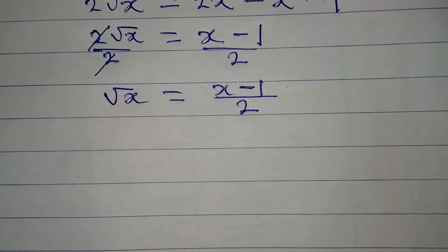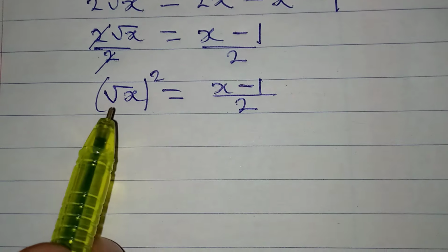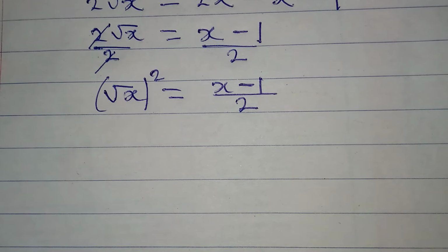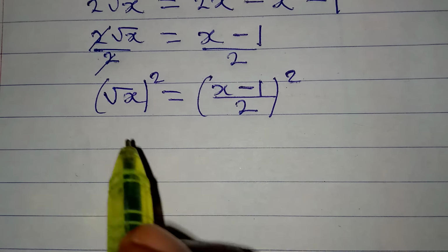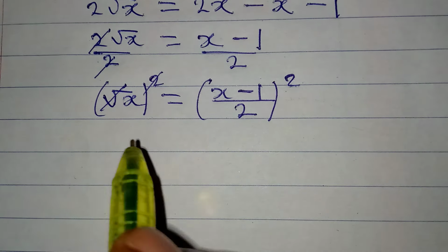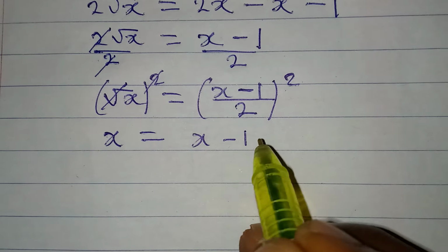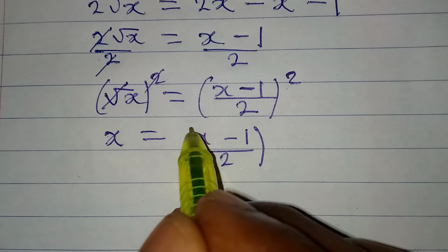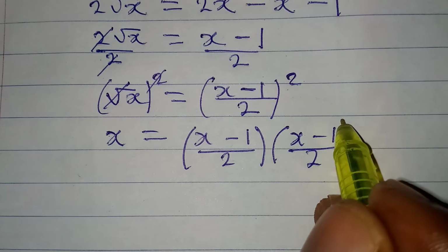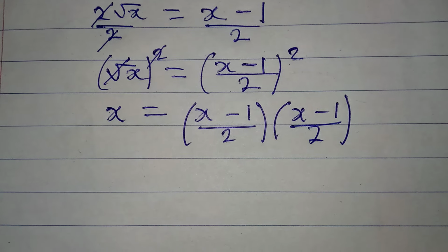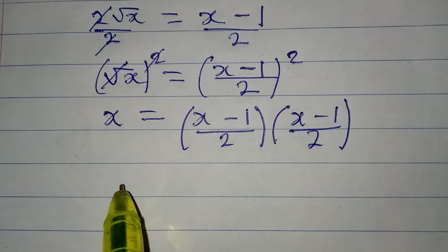And then the next thing to be done is to square both sides, okay, to eliminate the square root by squaring both sides, right? So we have this, and then at the end this and this will cancel, so that x will be equal to (x minus 1) over 2 times (x minus 1) over 2, and then we multiply this, right?